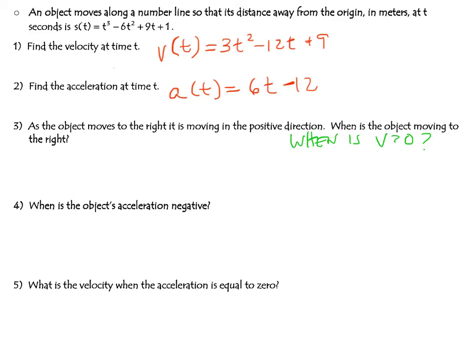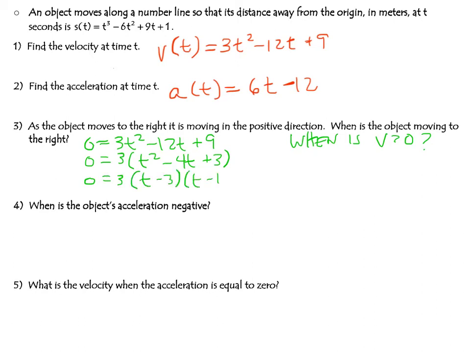So let's take a look at our velocity. We want to know first, when is it 0? In order to find out when it's positive or negative, we have to find when it's 0. So 0 equals 3t squared minus 12t plus 9. We can factor a 3 out of each one of those terms to make it a little bit easier to factor the inside. And if we factor this, we get 3 times t minus 3 times t minus 1.